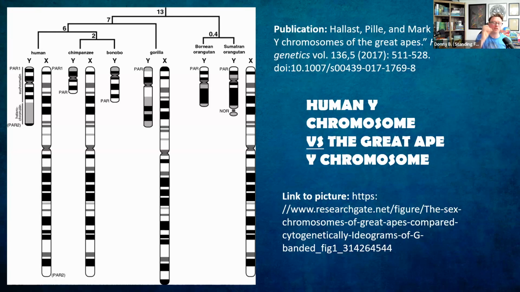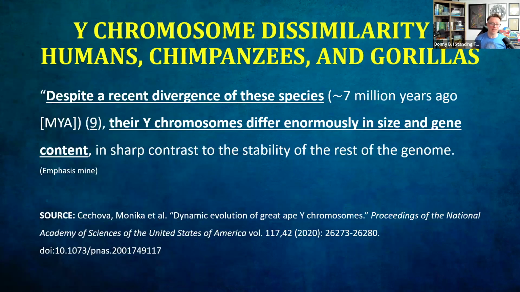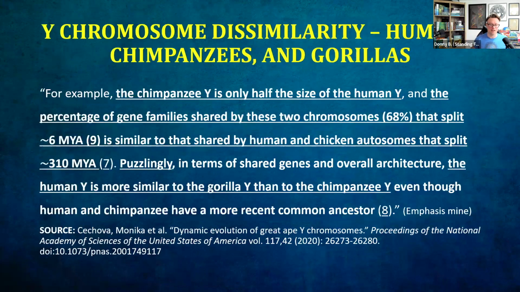The human Y is less than 30% the same as the chimpanzee Y. And when you bring in the gorilla Y, the human and gorilla Y are more similar to each other than the chimpanzee Y, which breaks what's called a nested hierarchy. And they admit, right in the conventional literature, notice what they say here. Despite a recent divergence of these species, that's their assumption built into these papers, their Y chromosomes differ just a bit? No, enormously in size and gene content.